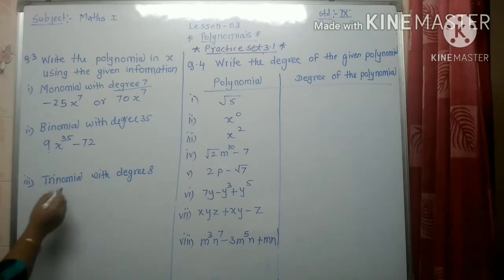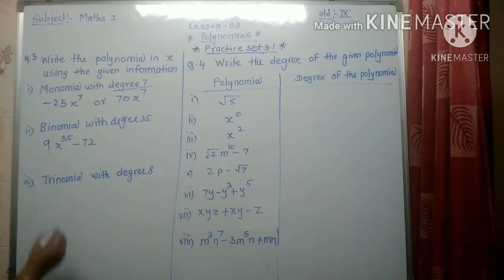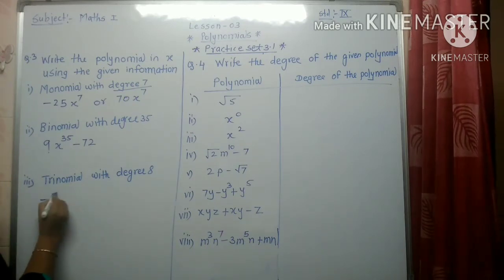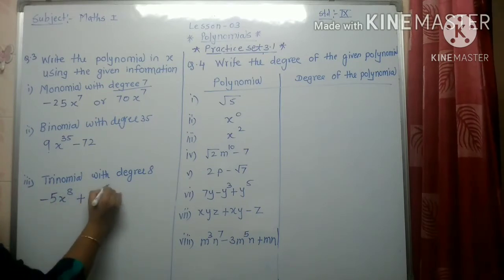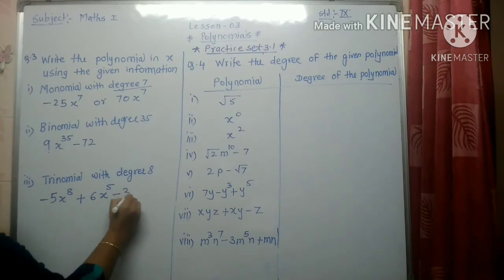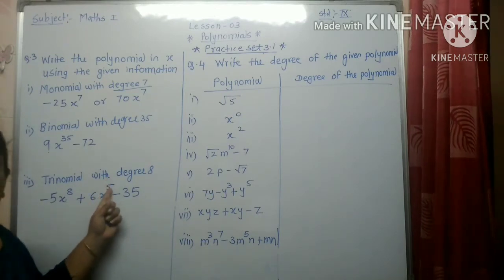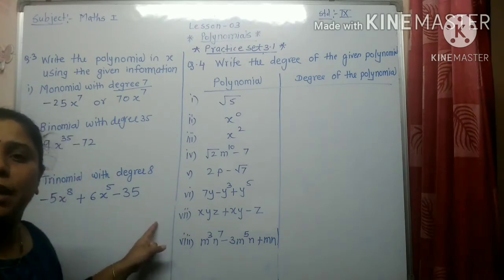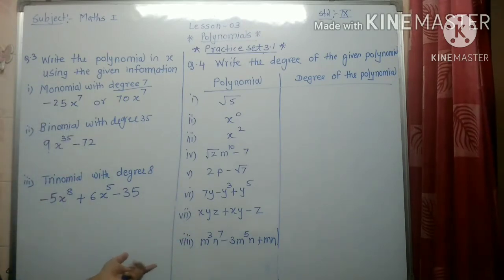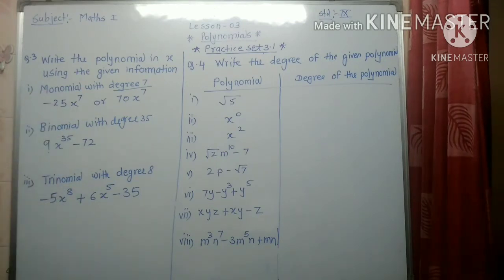Yes. Then trinomial with degree 8. Now what will I write down? See here: minus 5x raised to 8 plus 6x raised to 5 minus 35. You can use x raised to 8. Some students will replace it by x raised to 7 also, but it should have three terms. Not each and every time should the constant term be there. You can take another one also. Understood? Okay. This is the third question.